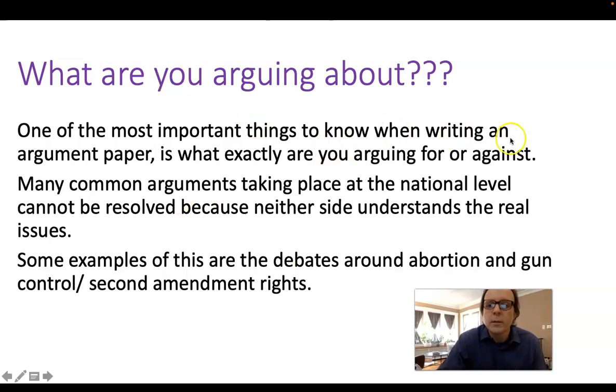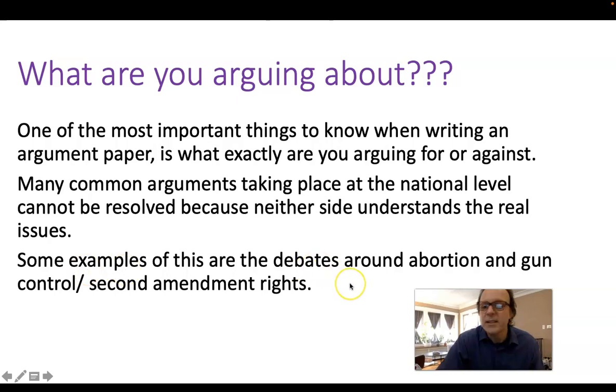One of the most important things to know in writing an argument paper is what exactly you are arguing for or against. That sounds like common sense, but sometimes we're not really sure who our opponent is, so to speak, who's got the opposing viewpoint. So being clear about opposing viewpoints is really part of this. Many common arguments taking place at the national level, I believe, this is just my opinion, cannot be resolved because neither side understands the real issues, or they're not willing to talk about the real issues.